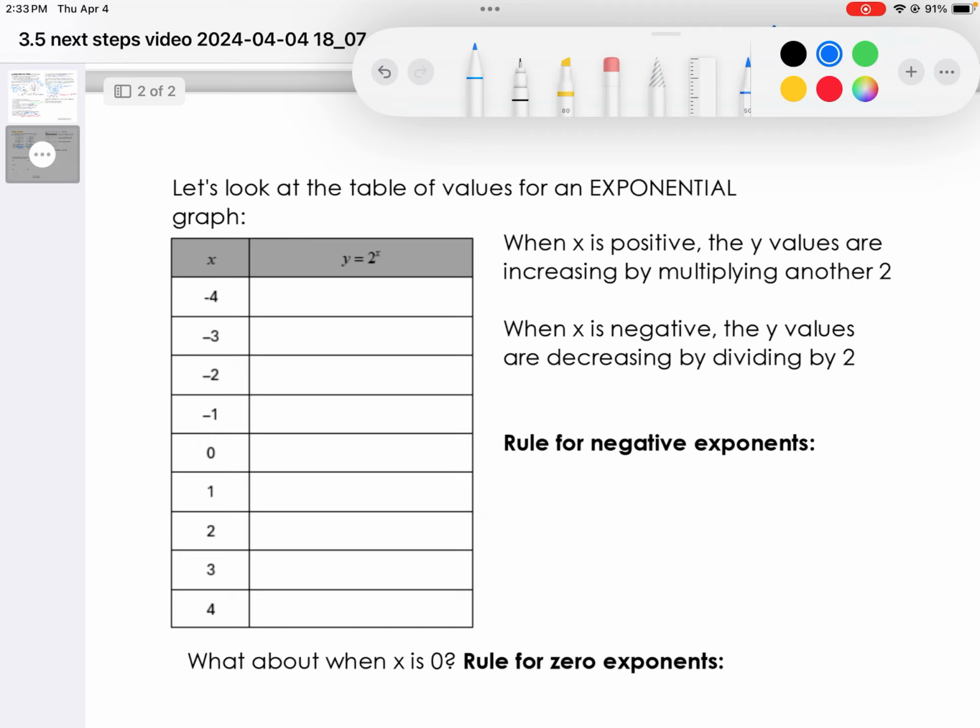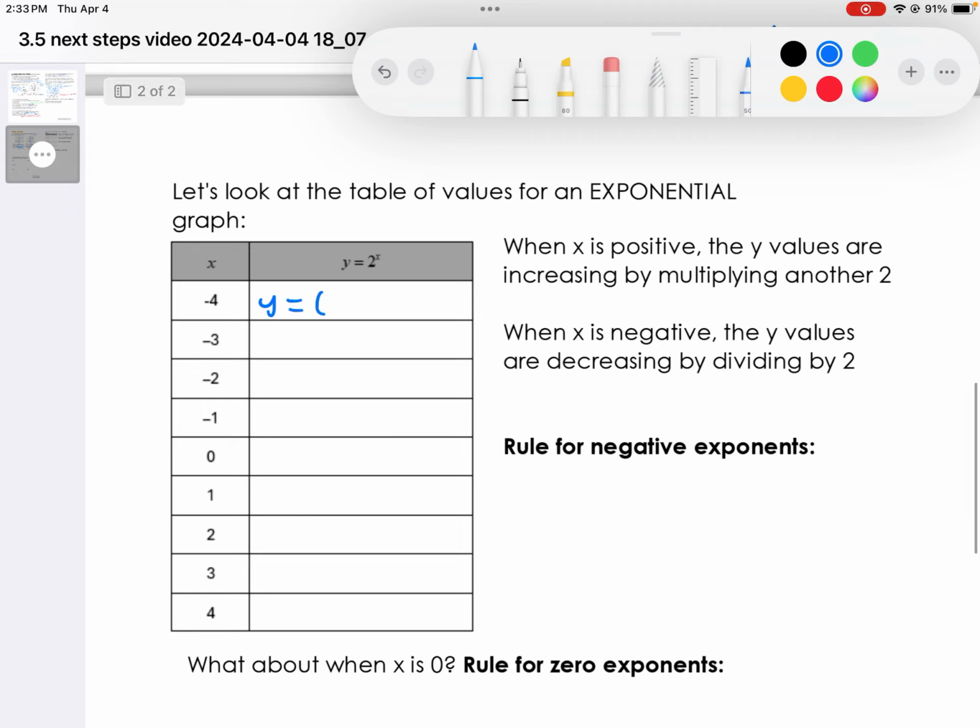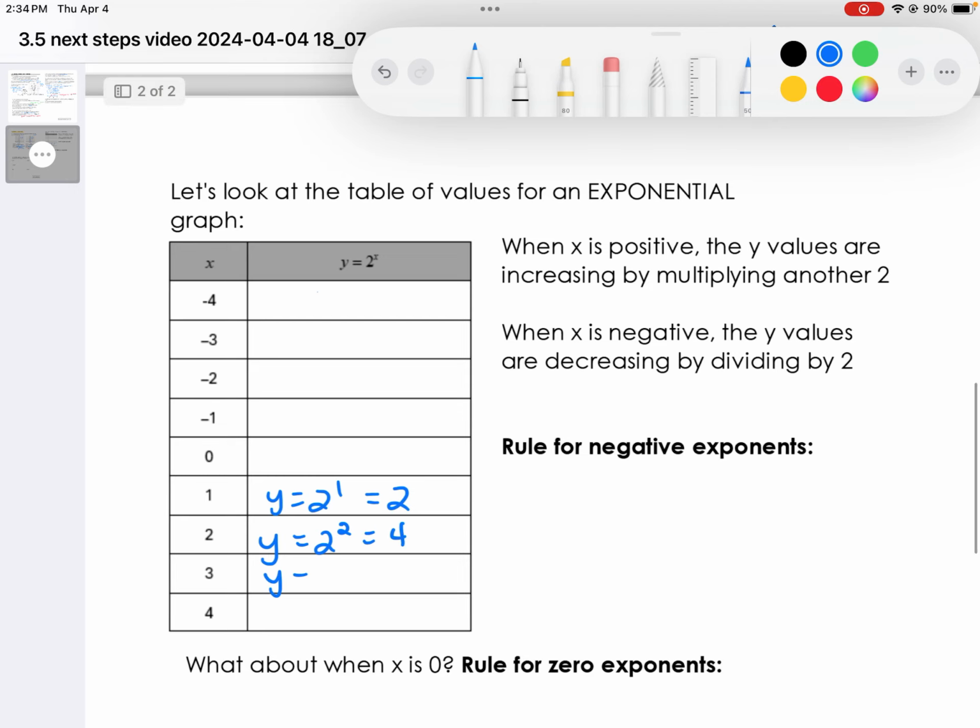Okay, so when you look at the table of values, if we build a table of values, then we can see that relationship as well. So 2 to the power of -4, we'll deal with that in a second. Let's do the ones that we know. Okay, so 2 to the power of 1 is 2. 2 to the power of 2 is 4. We know that. 2 to the power of 3 is 8. 2 to the power of 4 is 16.